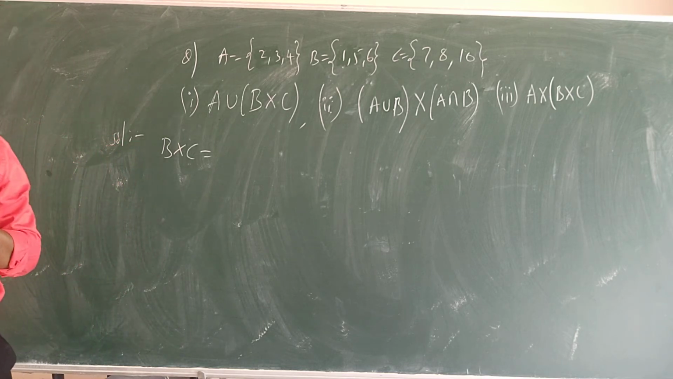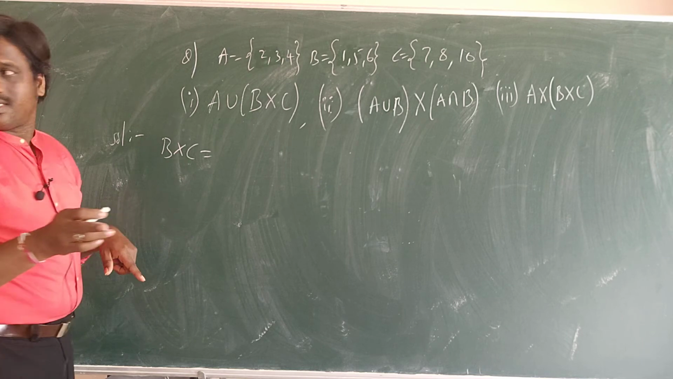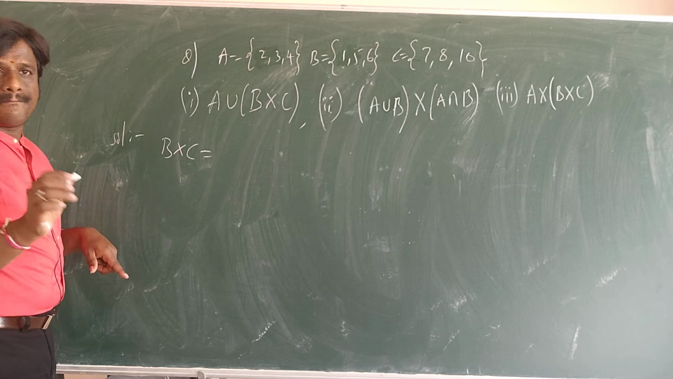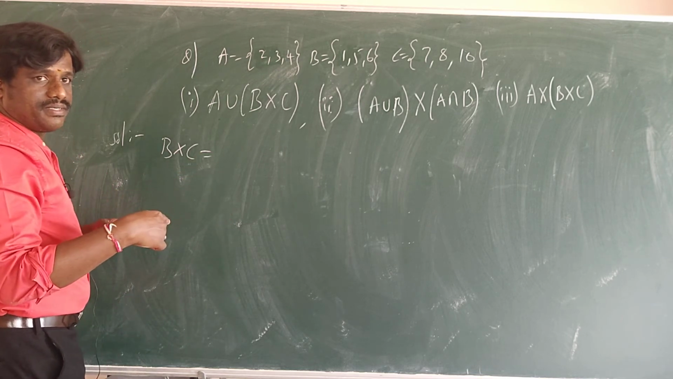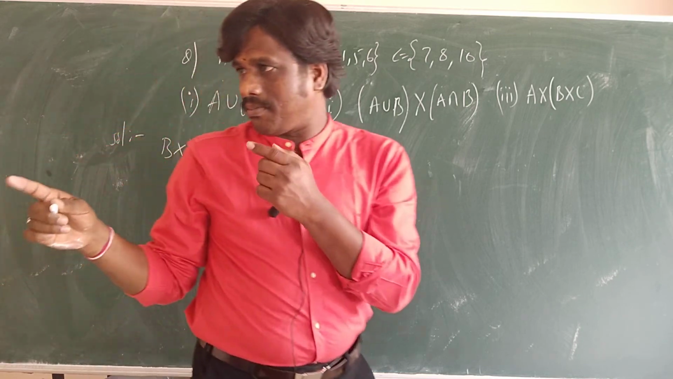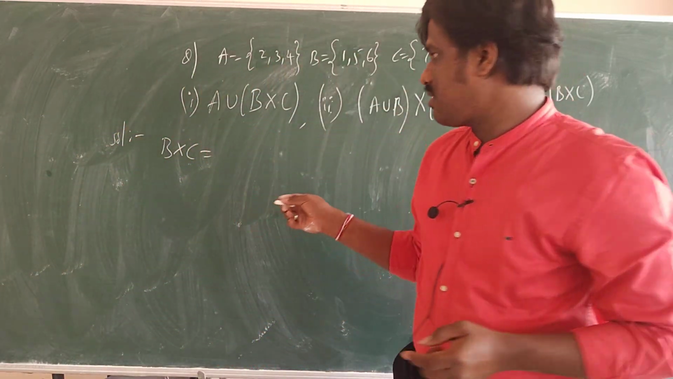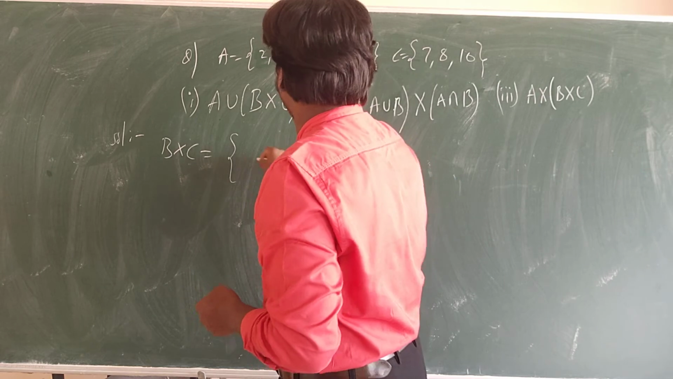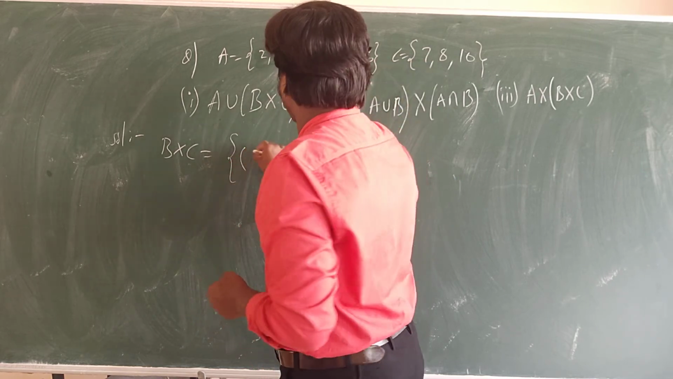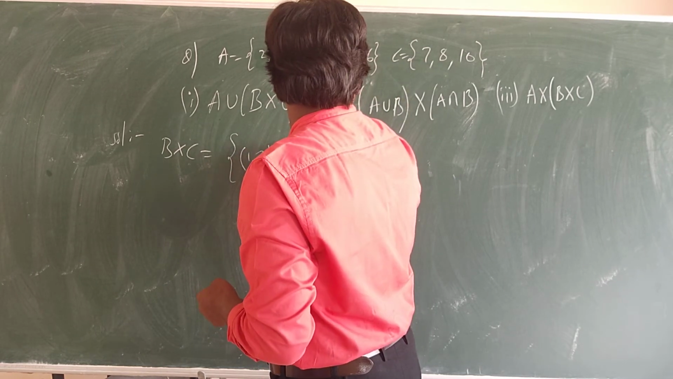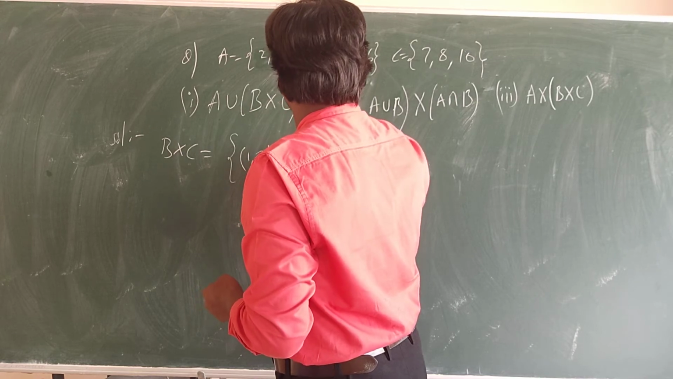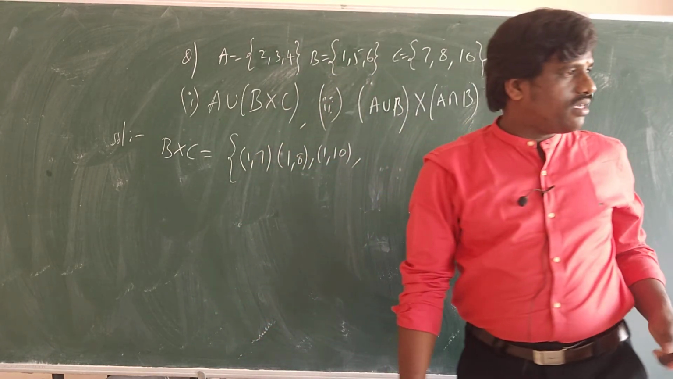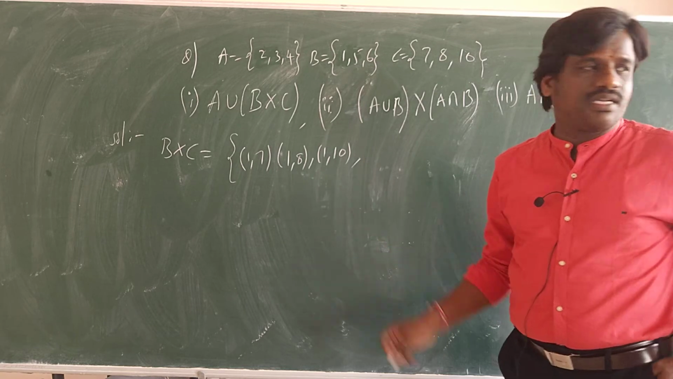But it is not necessary right now, so I will directly write. Can I write direct? Yes. Overlapping, or direct? Direct. So B cross C will be what here? 1 7, 1 7, 1 8, 1 10. Siddhant, following? Right. Tell me what you get next.